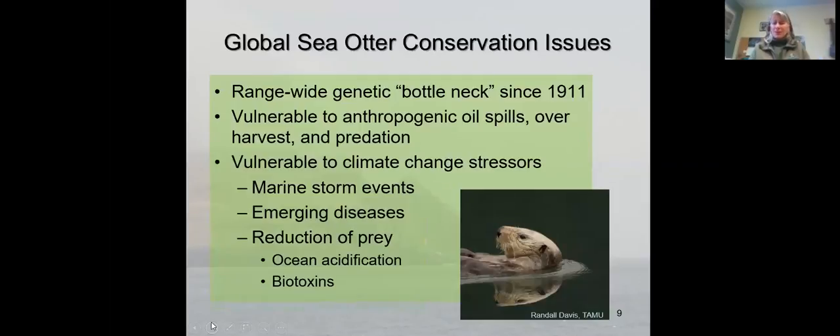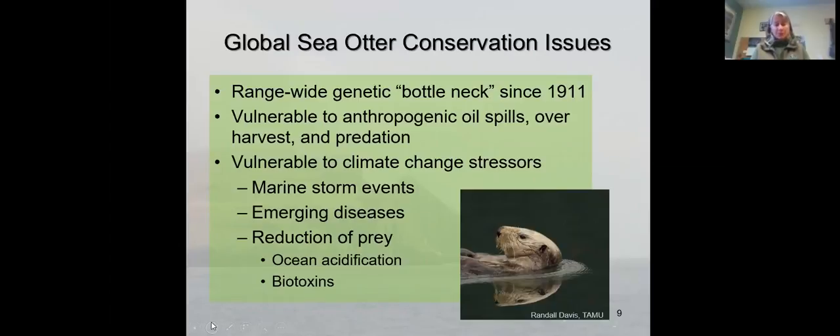please. Some of the conservation issues that are talked about globally is this genetic bottleneck. So, for example, the California population was down to maybe only 40 animals in its recovery, less than a couple hundred in each of the Alaska and Russia population recovery units, if you want to call them that. So that was a very small bottleneck for the species to go through. We've demonstrated through the Exxon Valdez that they're extremely vulnerable to oil spills. They're extremely vulnerable to major overharvest.